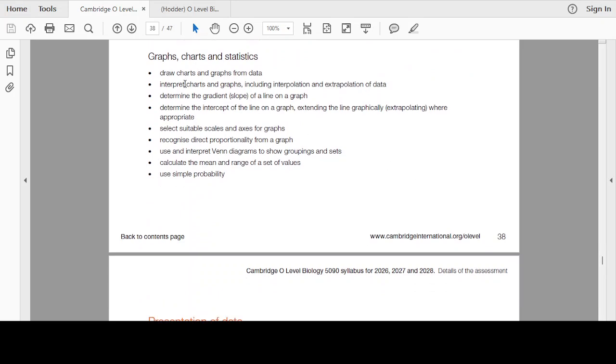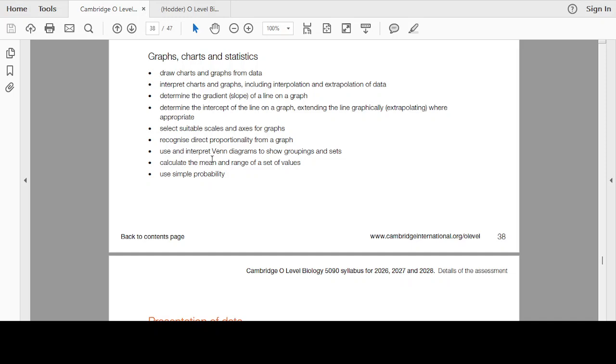Graphs, charts, and statistics. So drawing charts and graphs from data, interpreting charts and graphs, including interpolation and extrapolation, talked about that. Determine the gradient of a line, determining the intercept of the line on a graph, extending the line graphically where appropriate, so basically reading the graph and finding unknown values. Select suitable scales and axes for graphs. How will you fit in your data points in the space provided for the graph? Recognize direct proportionality from a graph, so linear relationships, if those are what you're getting.